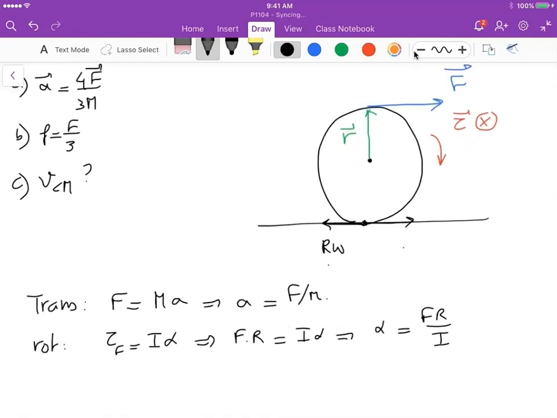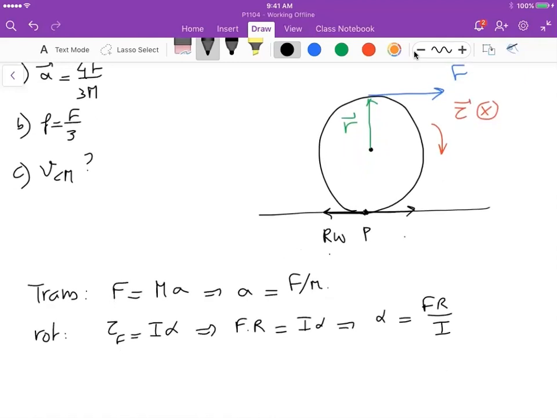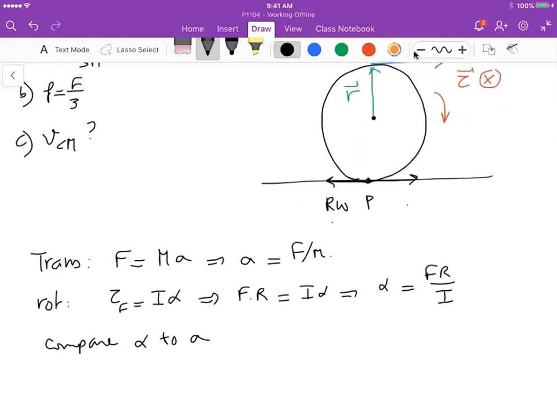طيب now the question is نحن ما نعرف مين حيغلب على النقطة P. هل حتغلب الترانسليشن أو حتغلب الروتيشن. So this is why we need to compare A to alpha. Right؟ لحتى نعمل comparison مظبوطة لازم نضرب الألفا بالآر لأنه الألفا it's an angular quantity. لحتى نعمل لها comparison ب linear acceleration المفروض تكون مضروبة ب radius.